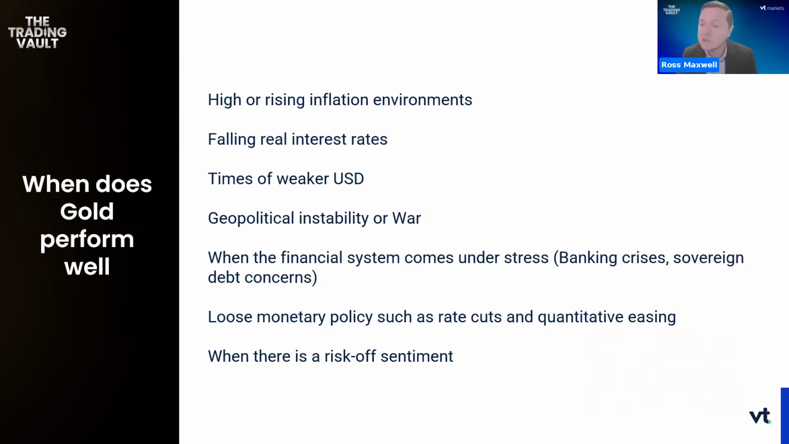Falling real interest rates. We've now started to see the Fed and global central banks cut rates slightly. We're still trying to work out how quickly they're going to cut and whether they're going to cut further. But in times of falling real interest rates, gold will perform well. If the US dollar is weak, gold becomes cheaper because it's linked to the US dollar, and therefore becomes more attractive. If there's geopolitical instability or war, investors move away from riskier assets into gold, which is used as a safe haven asset. When the financial system comes under stress through banking crises or sovereign debt concerns, the global financial crisis being a good example of that.